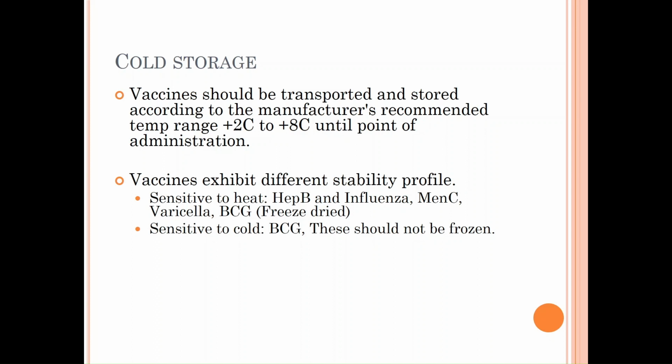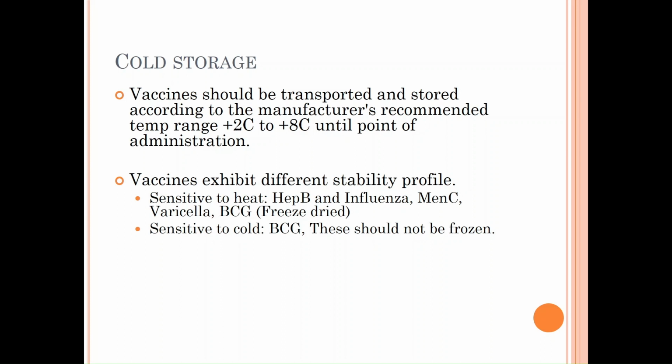Vaccines exhibit different stability profiles. We have those that are sensitive to heat. In case we do not maintain the temperature, or it goes beyond 8 degrees, of course that will be heat, and you find that they are going to be affected. Your different lecturers can ask you what are some examples of vaccines that are sensitive to heat? We have hepatitis B, and then these other ones are BCG.